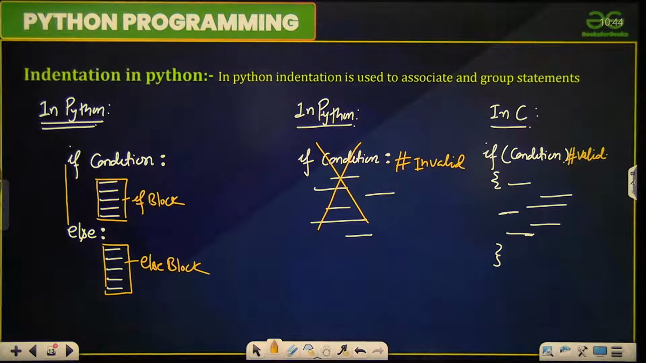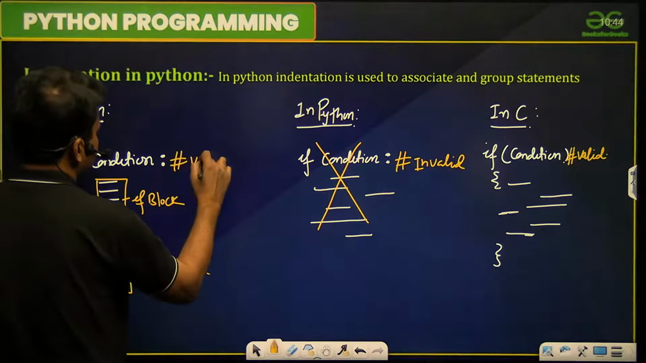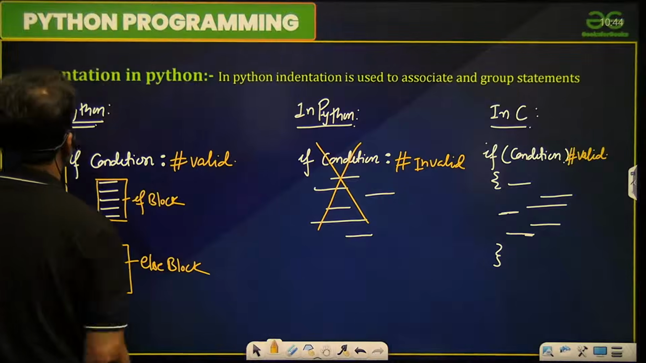So basically, the use of indentation is that it defines code hierarchy. It makes the code readable and well structured. So basically, Python uses indentation to define code blocks, student. So this is valid, student. Understood?